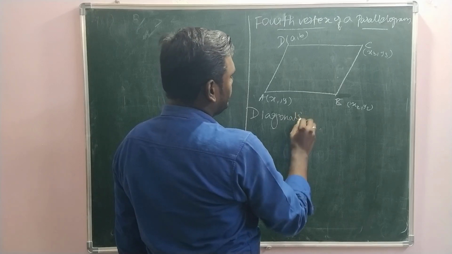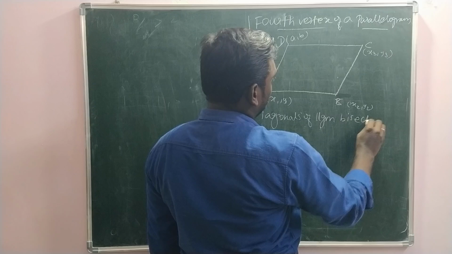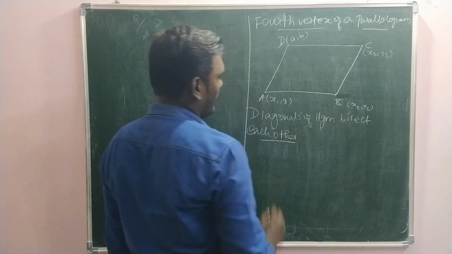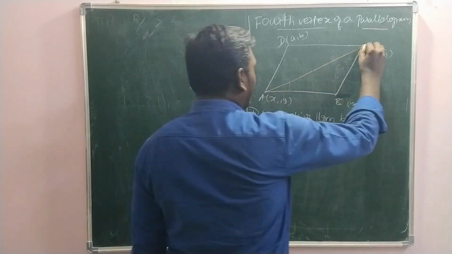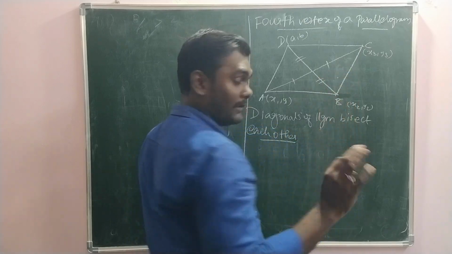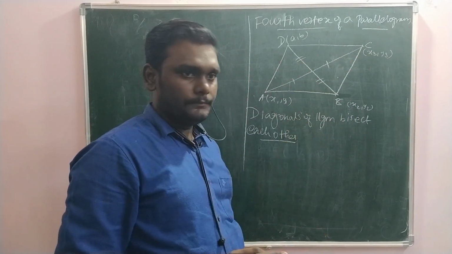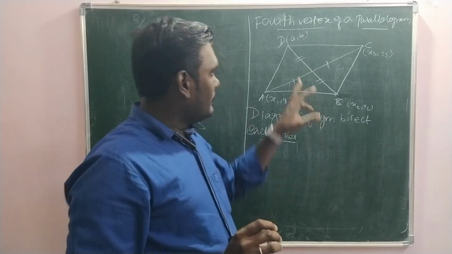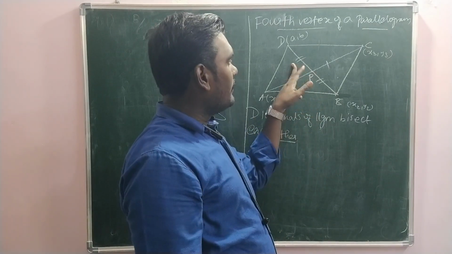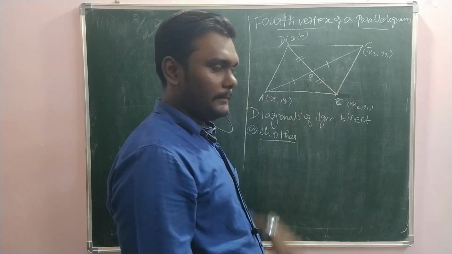Diagonals of a parallelogram, they bisect each other. Okay, that means what? AC and BD, they are bisected. That doesn't mean that AC is equal to BD. They are not equal. But when this point, let us say this point is P, this point divides them equally. Okay, that acts as a midpoint for both the lines.